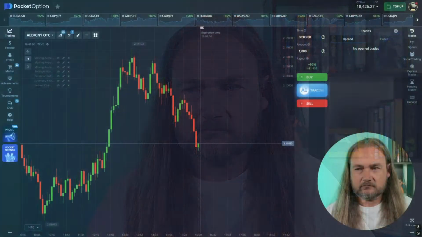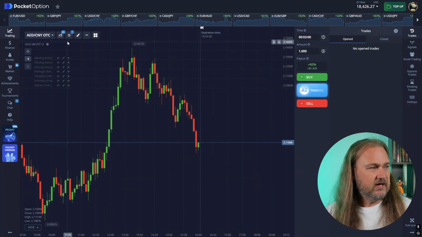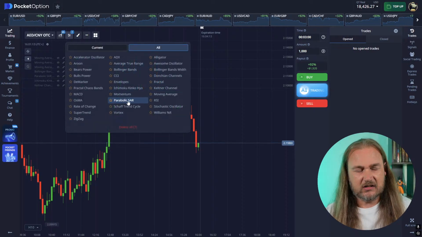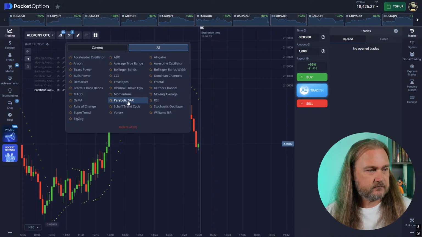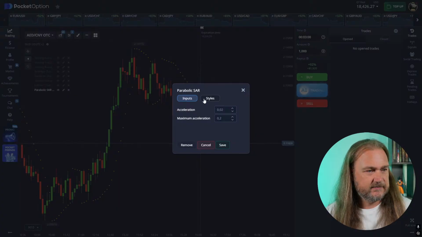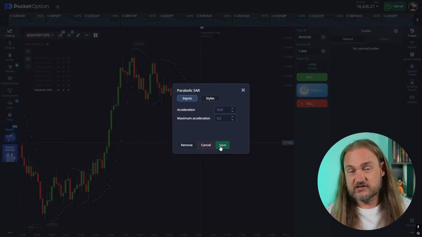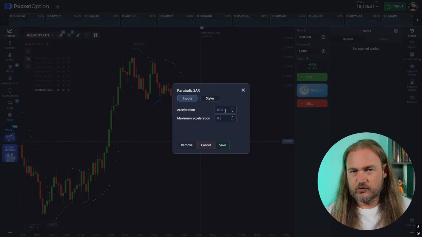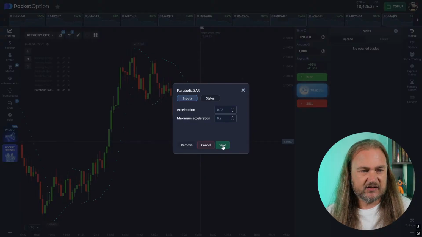Okay, let's get to it. We're going to jump to the charts. On our platform, we're going to add the parabolic. You will find it there, Parabolic SAR or PSAR. We're going to add that to our chart, and we can see that when we add this, we suddenly see a bunch of dots on our chart, and we're going to leave this on default settings. Acceleration 0.02 and the maximum acceleration is going to be 0.2. You can play around with these a little bit, but I just leave it on default settings.